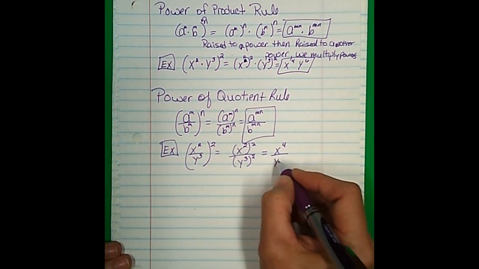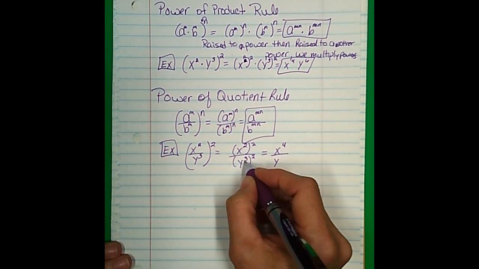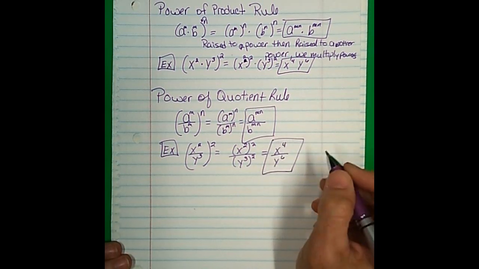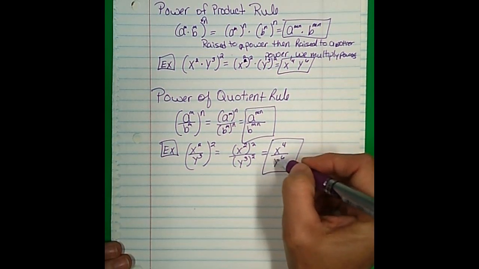I have a base here of y and it's raised to the third and turn around raised to the second, which means I multiply the powers. 3 times 2 gives me 6. And I am done because I don't know the value of x and y.